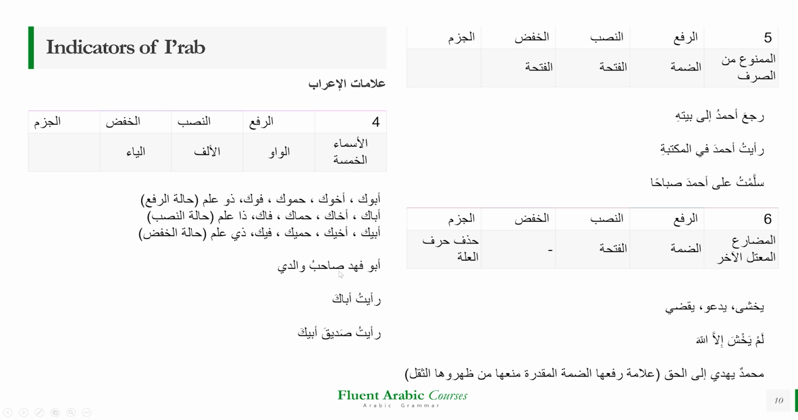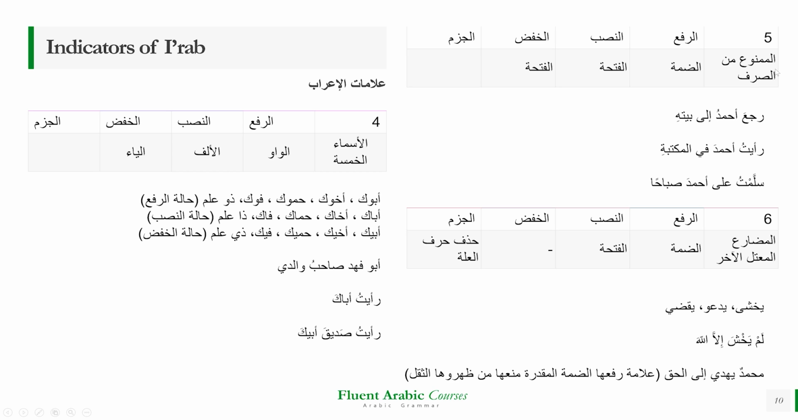Abu Fahadin sahibu walidi. So Abu Fahad, here it is in the state of rafa, indicated by the waw. Ra'aytu abaka. It is in the state of nasab, indicated by the alif. And finally, Ra'aytu sadiqa abika. It is in the state of khafdh, indicated by the ya.